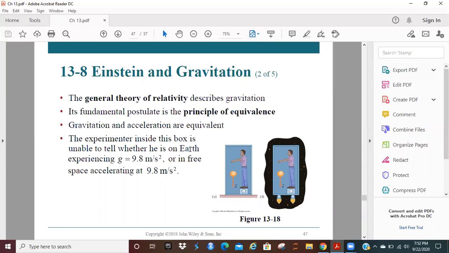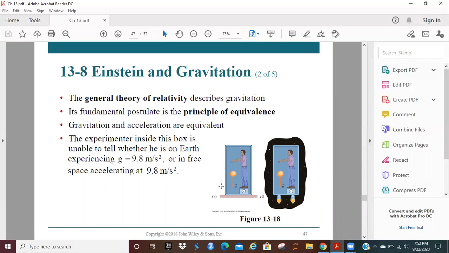Now, the general theory of relativity attempts to describe gravitation. Its fundamental postulate is the principle of equivalence. In other words, gravitation and acceleration are basically the same thing. It depends on your reference frame as to what you call which.